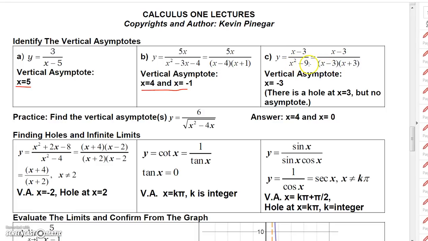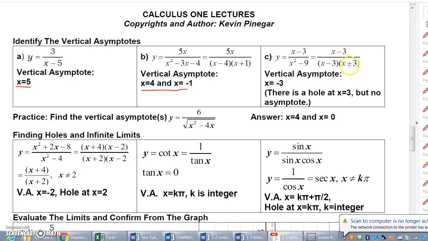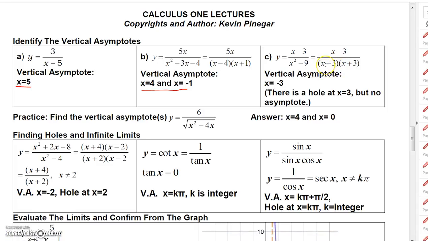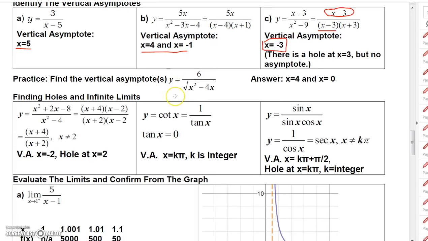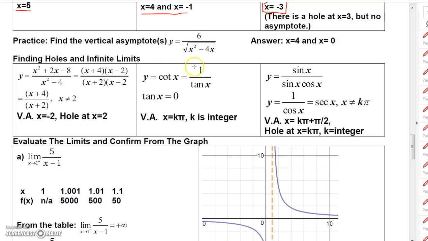Well, this one I threw a wrinkle at you because the denominator is x minus 3 and x plus 3. Well, you might make a mistake and think that 3 and negative 3 are vertical asymptotes here, but actually only negative 3 is a vertical asymptote. 3 is not a vertical asymptote because x equals 3 not only makes the denominator 0, but it also makes the numerator 0. So in that case, we would get a hole, but not an asymptote. Okay, so here you can practice on this one. Basically, just find out what makes the denominator 0.